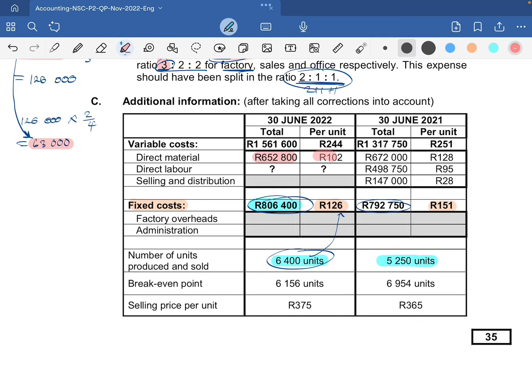So when you're looking at this amount, 102 in comparison to 128 last year. Last year they used more material, but they failed to produce more units. Which means that this year they improved their production levels. Not only that, but we could also say they improved their skills and their effectiveness. So we can talk about the direct material that they used this year.